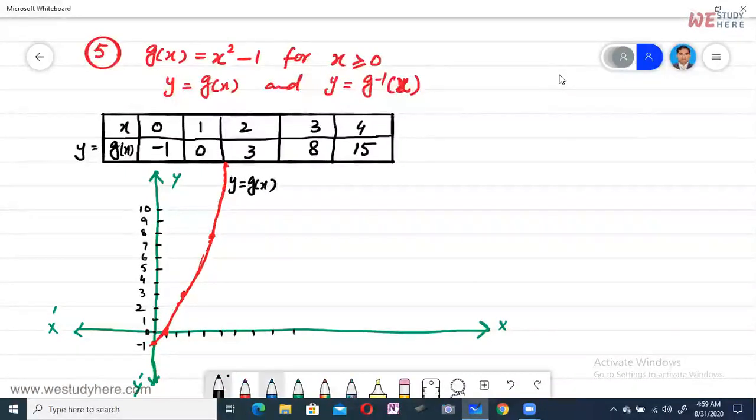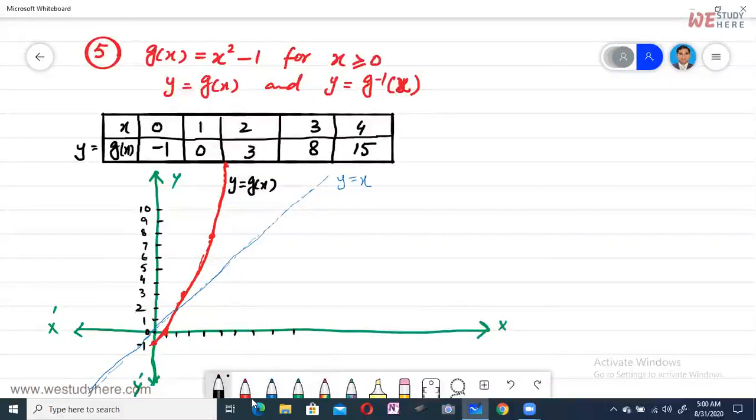Now we have to draw the graph of y equal to g inverse of x. For that, we need to first draw the line y is equal to x, which will be the line of symmetry. This is the line y is equal to x, bisecting the first and third quadrant. This is the straight line y is equal to x. Now, we will draw the reflection on the other side.